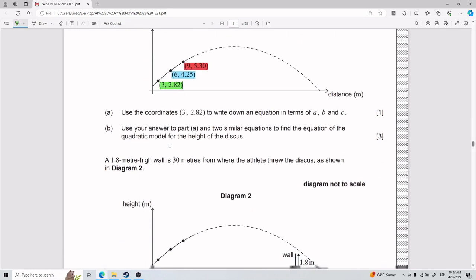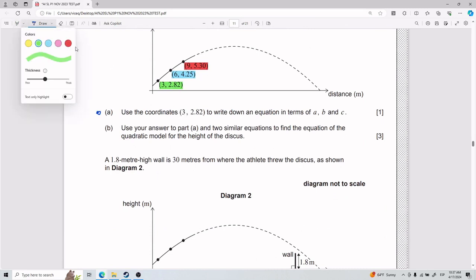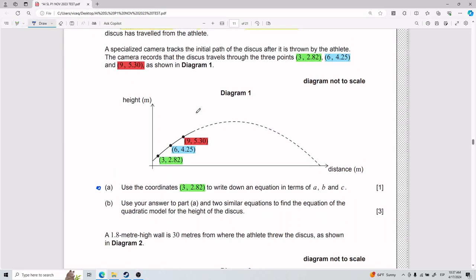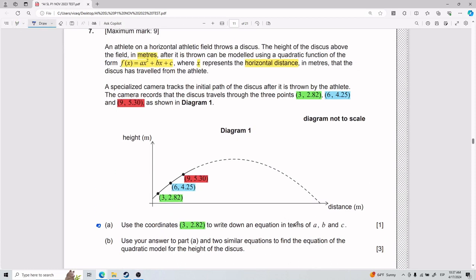And so for part A, we need to use the coordinates of this first point, the one that I have in green, to write down an equation in terms of A, B, and C. Just so that we understand, when they say in terms of A, B, and C, it means that you need to have an equation with those variables inside of it. So you might have a number equals A, B, C. This is the main idea.